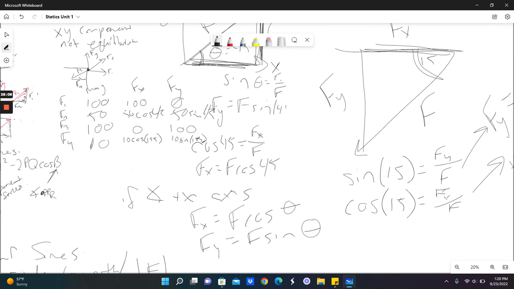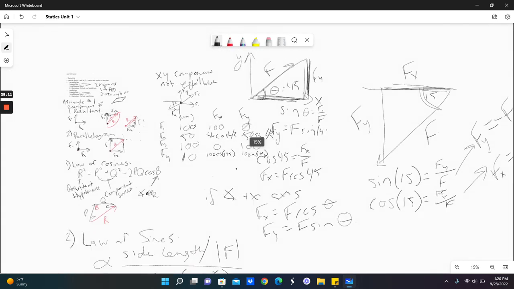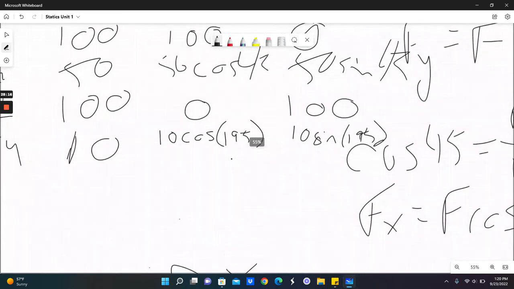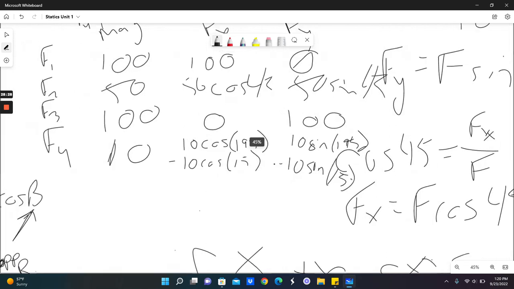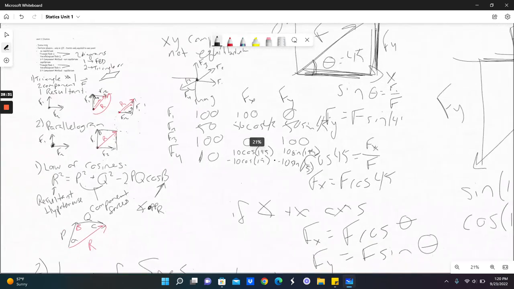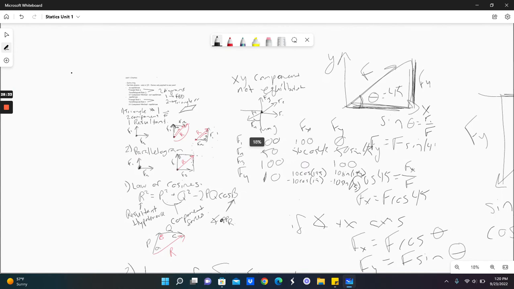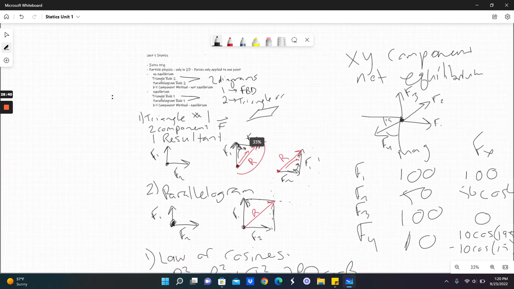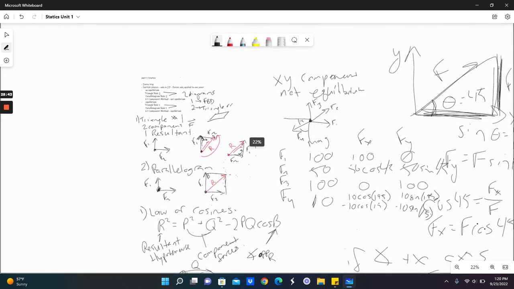So the other options for our equations here would then be negative 10 cosine 15 and negative 10 sine 15. Okay. They should get you the same value. It's just which way you prefer to think about things. Okay. Let's not erase everything just yet.